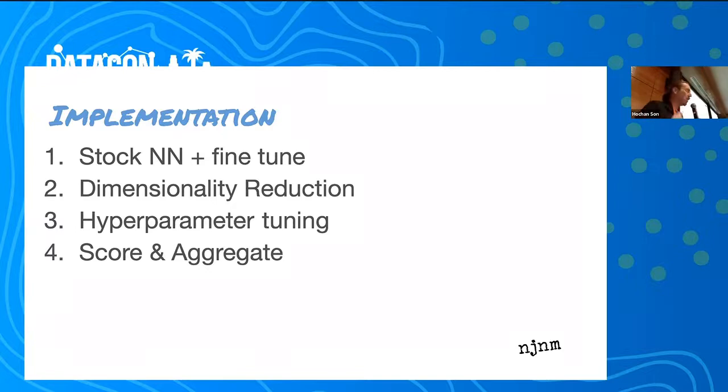So how are we actually going to implement this? This is a pretty standard playbook. We'll take some stock neural network that we'll get from Hugging Face or whatever and fine tune it, right? Apply some dimensionality reduction, very aggressively do hyperparameter tuning, and then score and aggregate. Can turn this around in a couple months and everyone's happy. That's the dream.